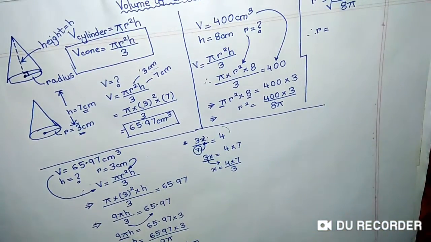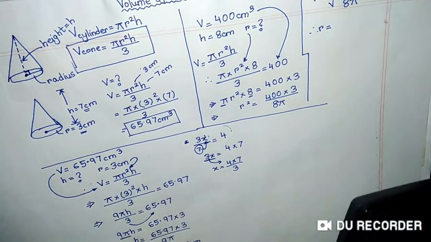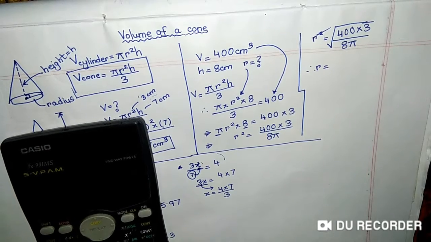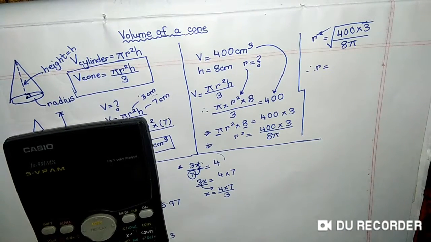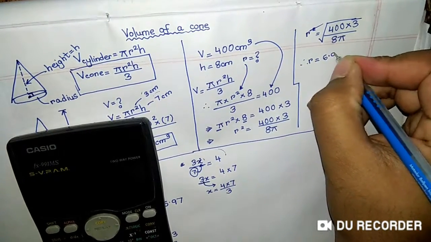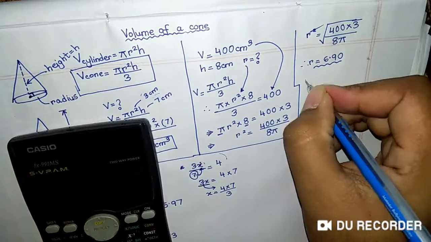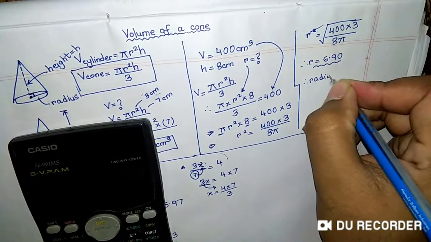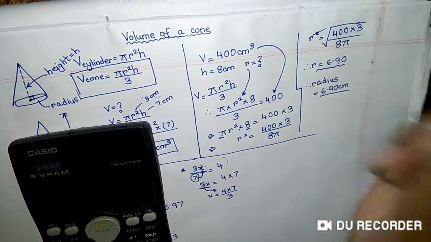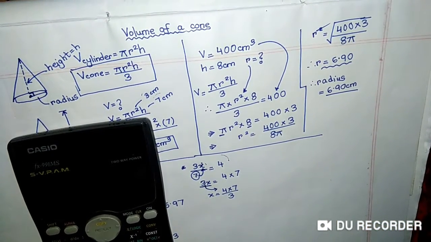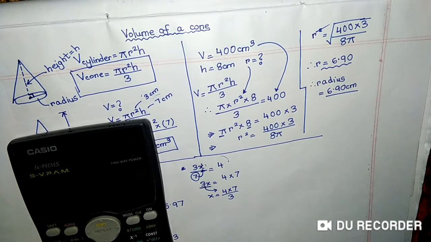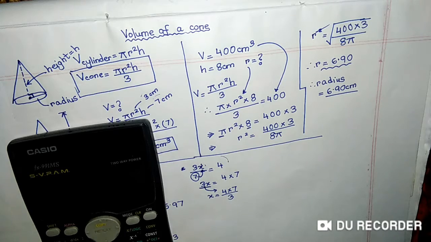Therefore, the radius is going to be, we're now going to use our calculator over here, that 400 times 3 divided by 8 shift pi and the square root, so we get the answer as 6.90. Hence we can conclude that the radius of the cone is going to be 6.90 centimeter. So this is how you can find the volume of a cone, the radius or the height whenever they're missing and the volume is given.